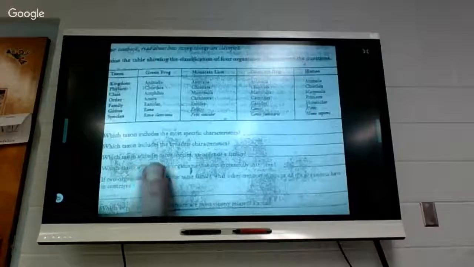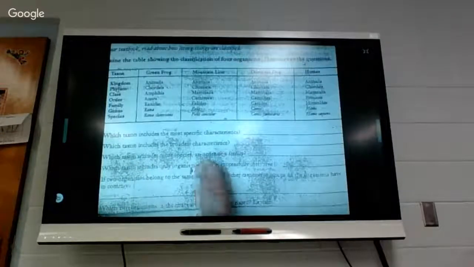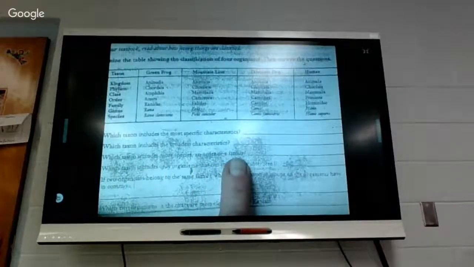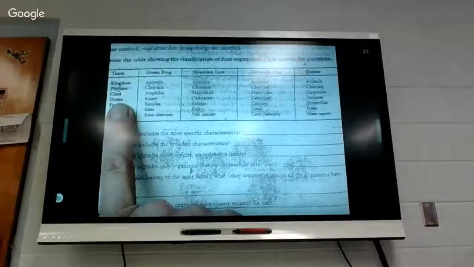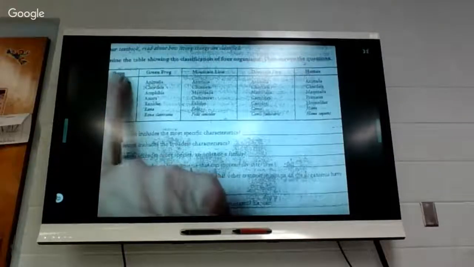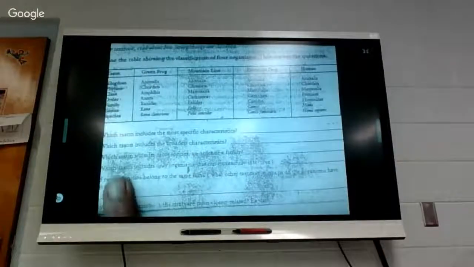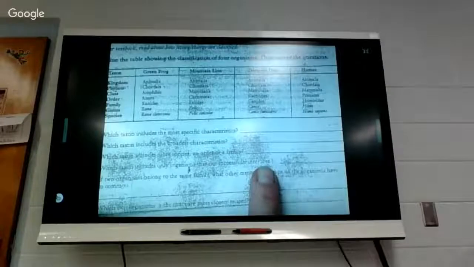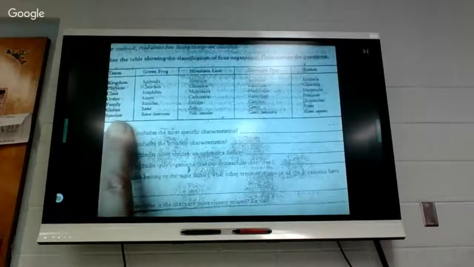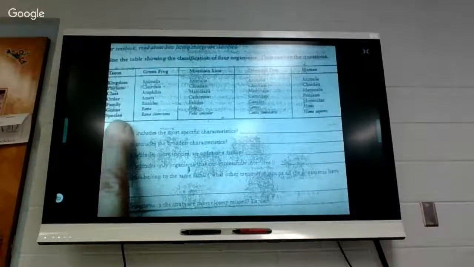Okay, which taxon includes more species, an order or a family? So which one would be the bigger box? You got it. Yeah, anything towards the top is going to be bigger. Okay, which taxon includes only organisms that can successfully interbreed? Species. Yes, very good. Is that making sense?